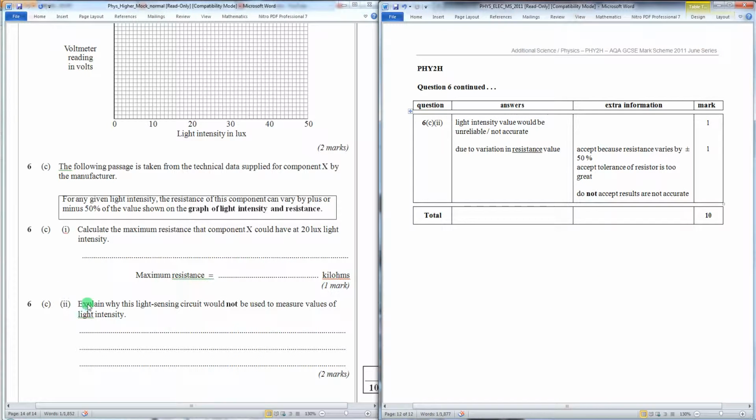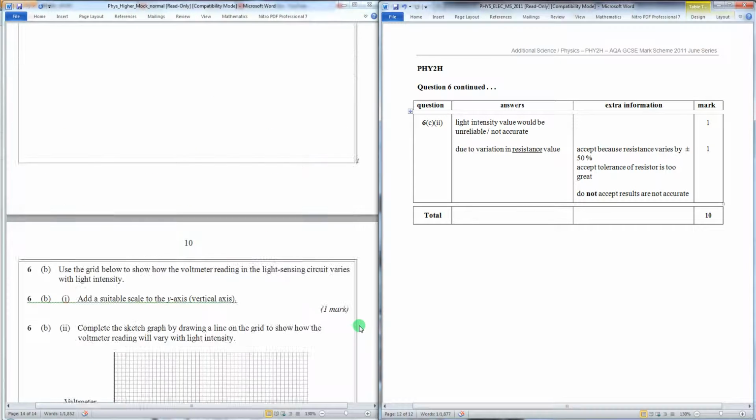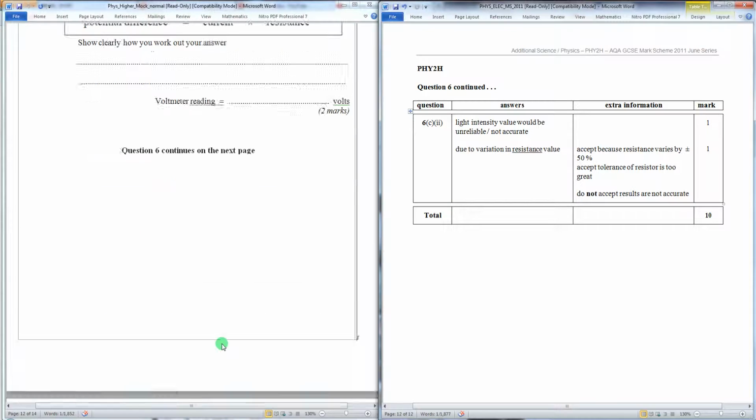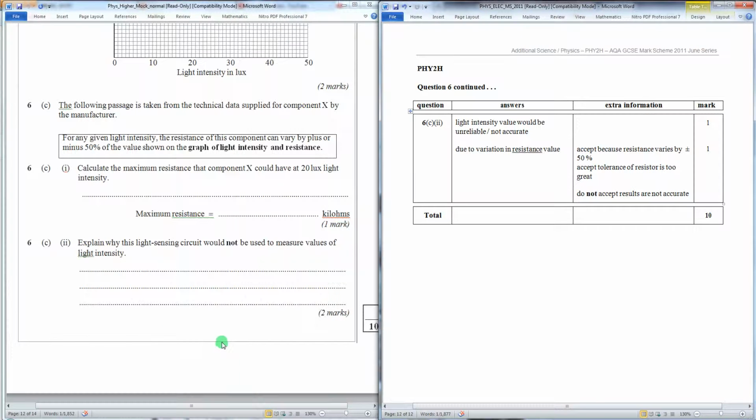And finally, explain why this light sensing circuit would not be used to measure values of light intensity. Well, lots of answers here were as if you hadn't read this at all. If there's a 50% variation in the resistance, let's look at what that does on the graph. Let's look at our 25 kilo ohms. If that resistance varies by 50%, then you can see up to the 37.5 mark, the light intensity range that you're going to get is almost anywhere between nearly 10 lux and 30 lux. That is not very precise. So its precision will be rubbish, because of that variation of plus or minus 50%. So you wouldn't use it in principle because it's not accurate enough, or the results would be unreliable.